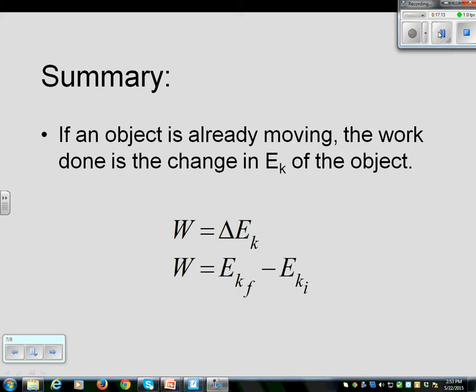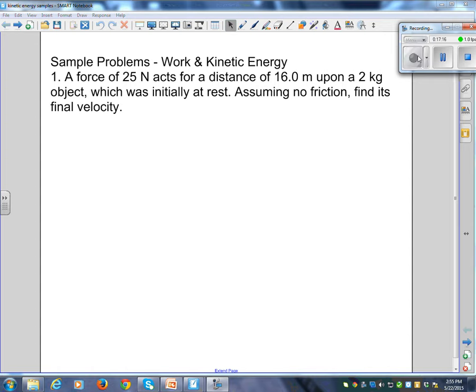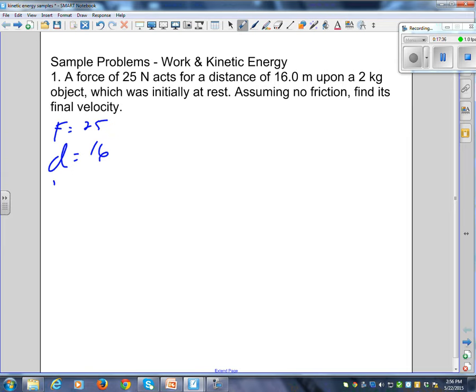All good back? Do you have the sample questions? They're on one of the handouts, right? A force of 25 newtons acts for a distance of 16 meters upon a 2 kilogram object which was initially at rest. Assuming no friction, find its final velocity. Force 25, distance 16, mass 2. Initially at rest, so VI is 0. Find its final velocity.